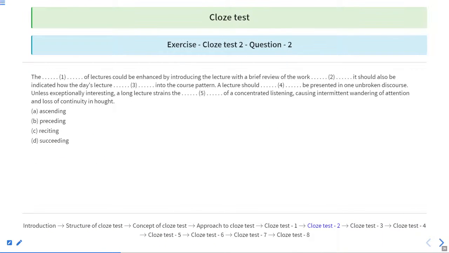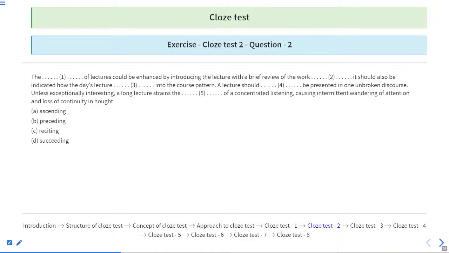Next is question 2. So, first, we already know the effectiveness of lectures could be enhanced by introducing the lecture with a brief review of work. The next is what we have to find. Dash, it should also be indicated how the day's lecture. Is it ascending, preceding, reciting, or succeeding?